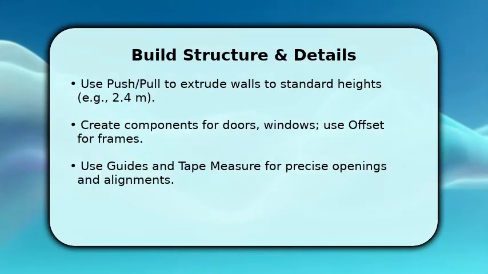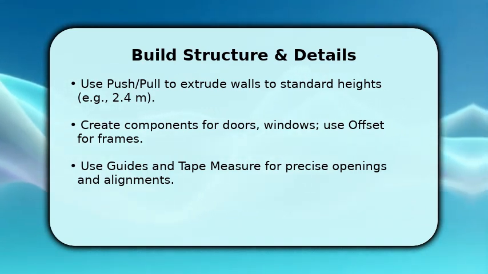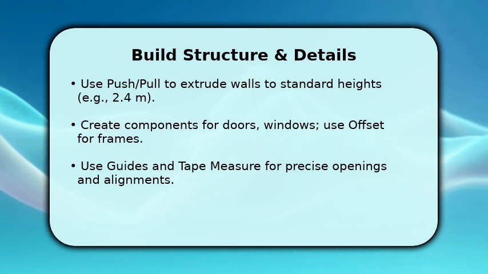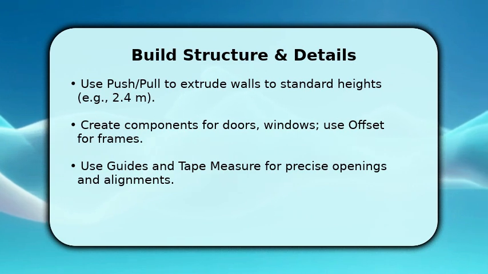As you add doors and windows, make each opening a component so edits update across repeats. Use offset to create precise frames and the rectangle tool to cut openings, then push/pull to remove geometry. For alignment, place guides with the tape measure tool and infer snaps to stay exact.